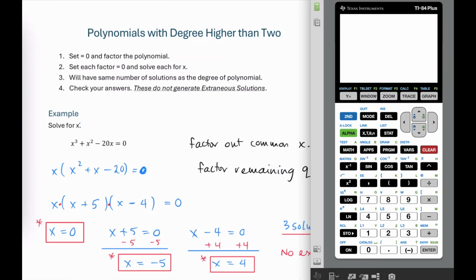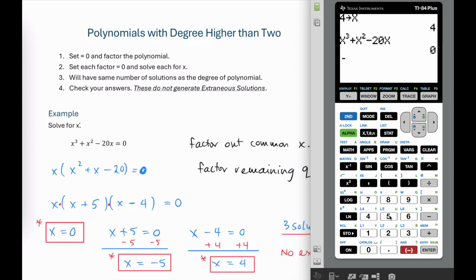And now we'll verify these answers on our calculator. Let's start by plugging 4 into x. So we'll say 4 store x and then hit enter. Then we'll type in our original equation, x raised to the third power plus x squared minus 20x. And then we hit enter to see that yes, x is equal to 4 works.